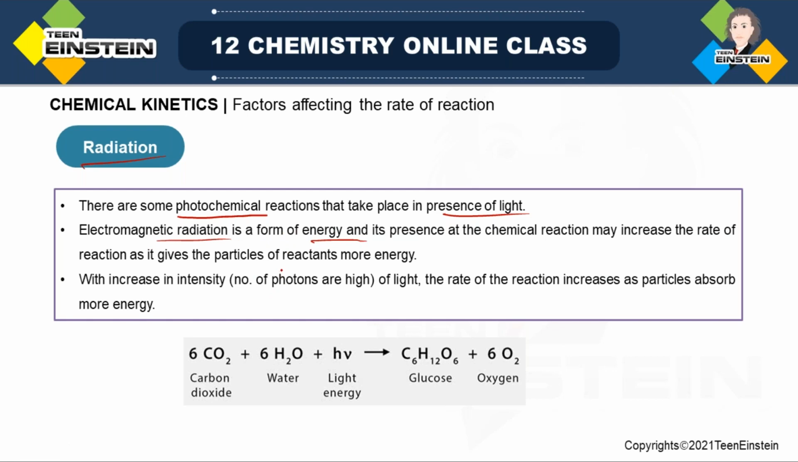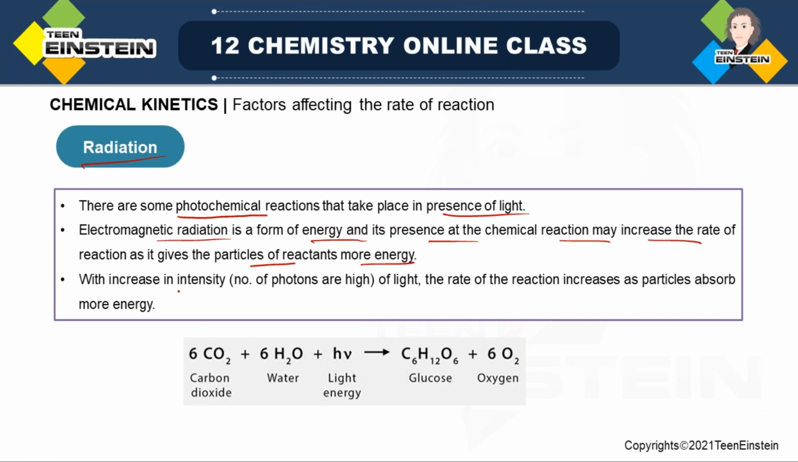As we know, when we increase temperature, the rate constant changes. So obviously when we apply electromagnetic radiation, its presence in the chemical reaction can increase the rate of reaction. Just as you have seen with thermal energy, the rate increases when we increase temperature. Here also the reaction rate may increase, because it gives the particles of reactants more energy.